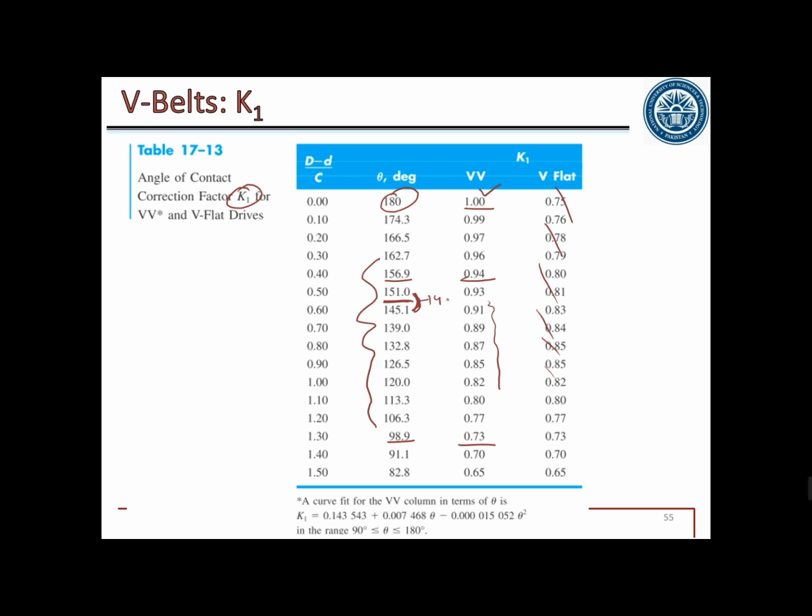For example, for 148 degree, you have to do interpolation between 145 and 151. Luckily, 148 is exactly at the center. So either you do it by interpolation, or as you know that 145 plus 3 is 148, plus 3 is 151, so it is exactly in the middle. So the correction factor has to be 0.92. So just by using logic, you can calculate this value.